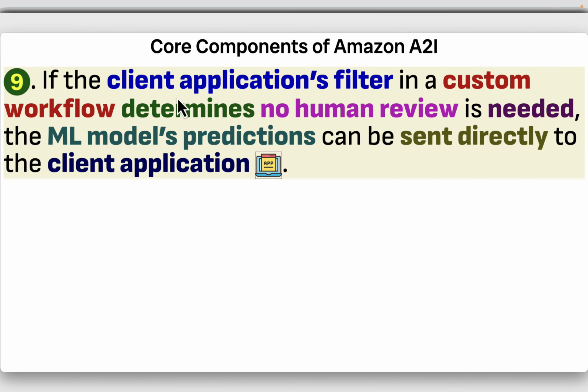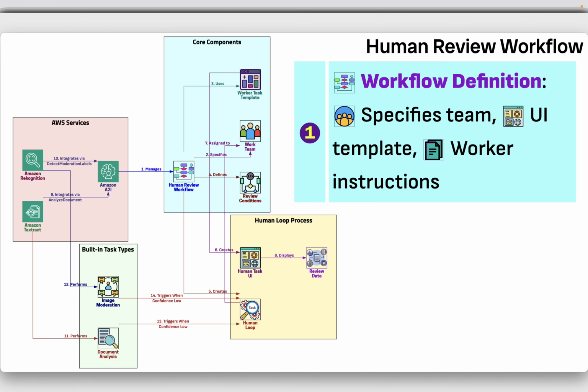Next, continued core components of A2I. If the client application's filter in a custom workflow determines no human review is needed, then the ML model's predictions can be sent directly to the client application. So that is what I talked about.